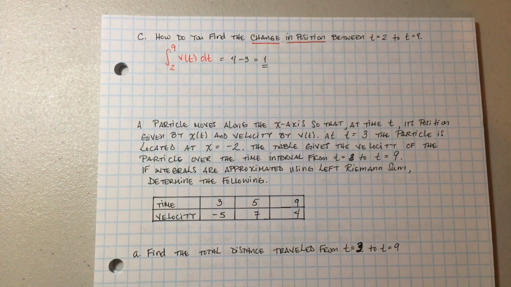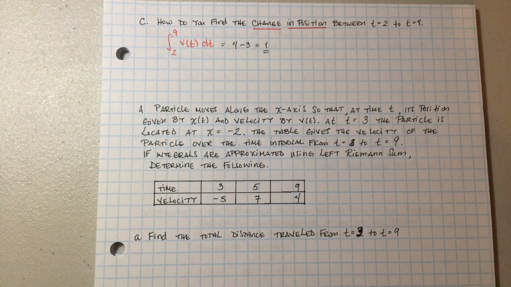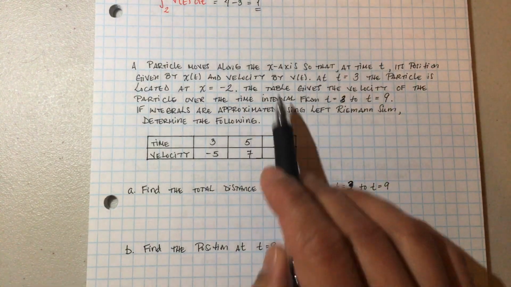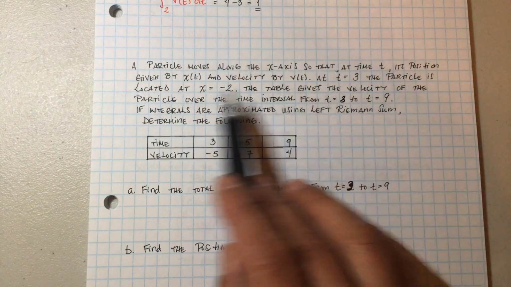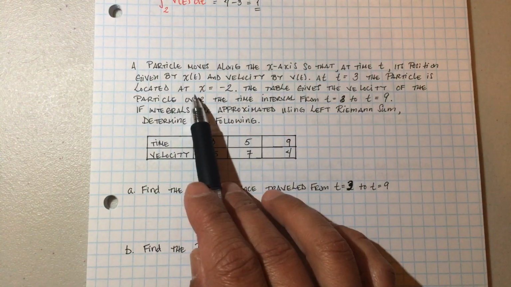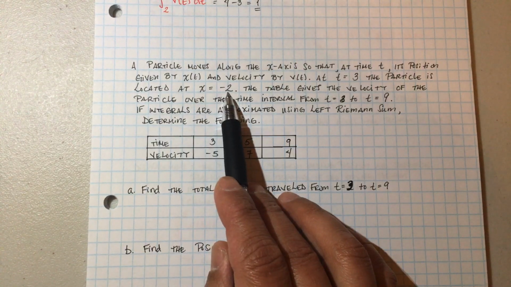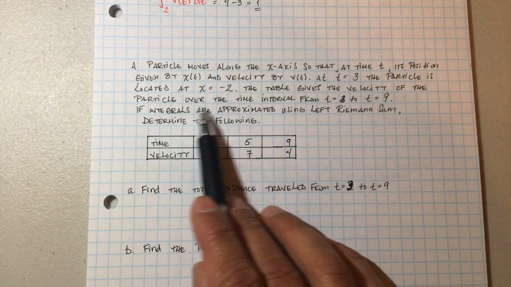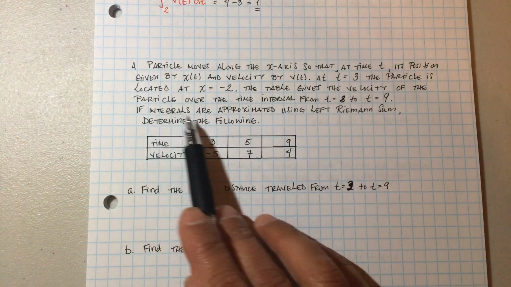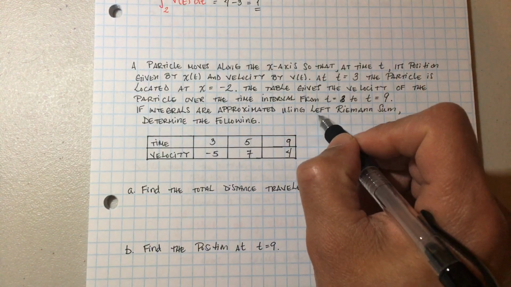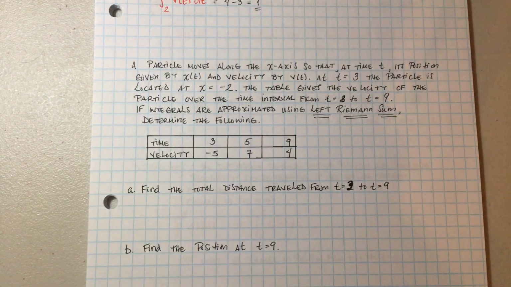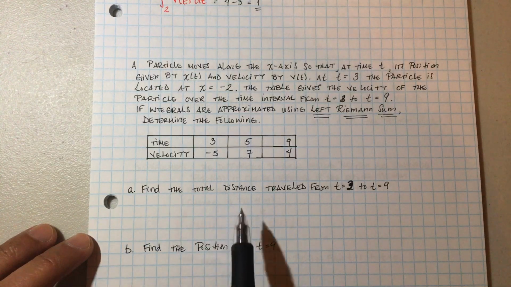Okay, let's take another look at it using a table. Okay, it says a particle moves along the x-axis so that at time t its position is given by x of t, velocity v of t. At t equals 3, the particle is located at x equals negative 2. All right, the table gives the velocity of the particle over the time interval from t equals 3 to t equals 9. If the integrals are approximated using left Riemann sum, okay, that's important, determine the following. Letter A, find the total distance.